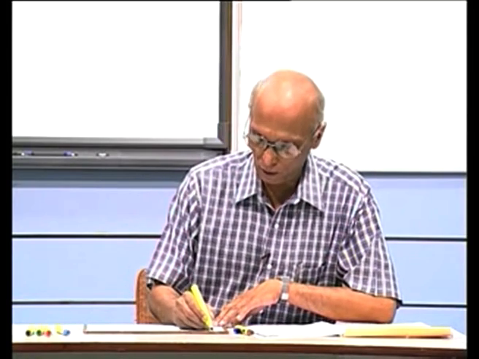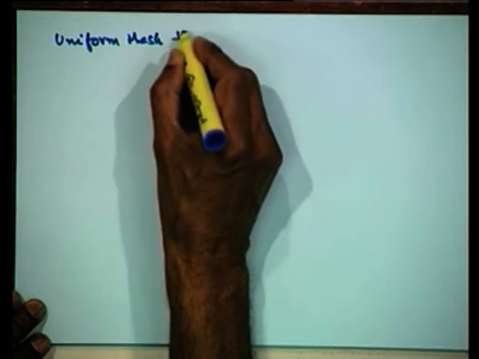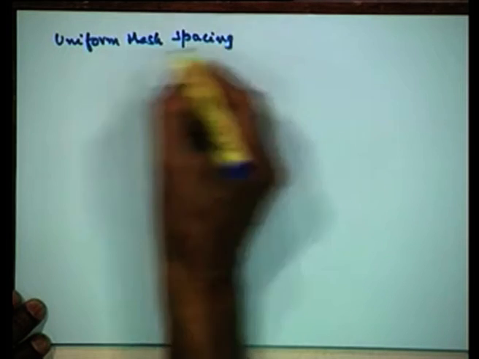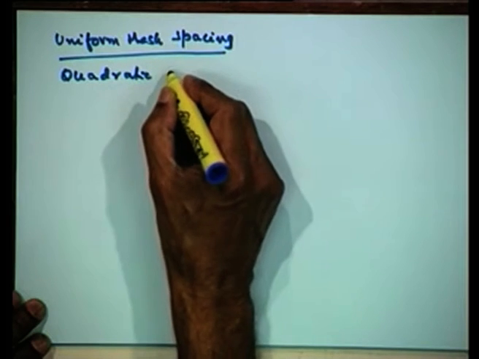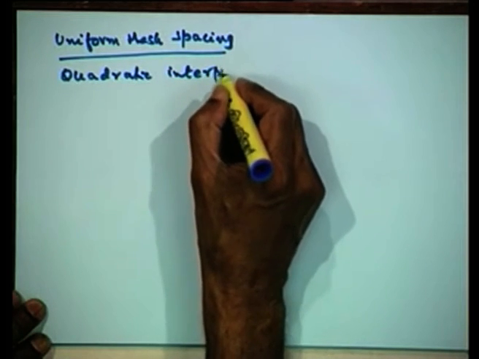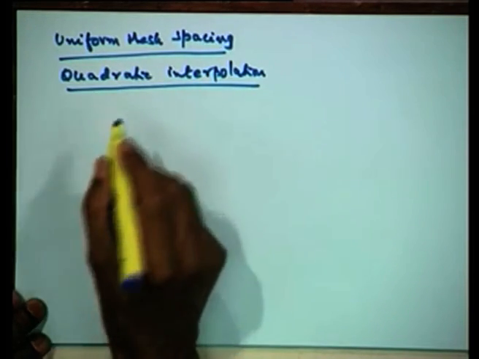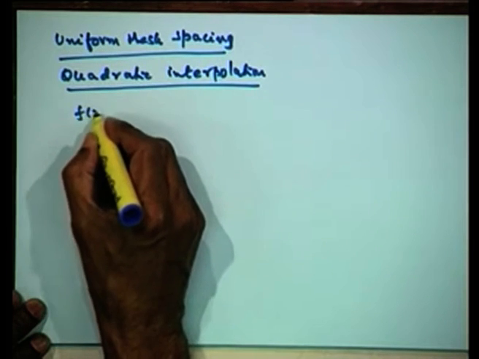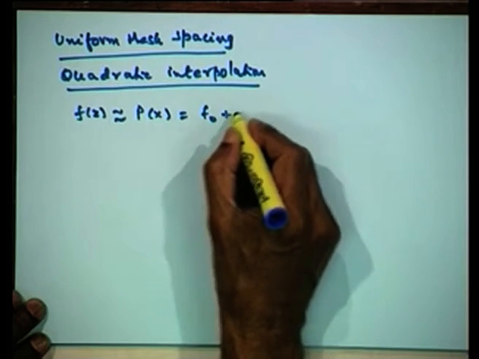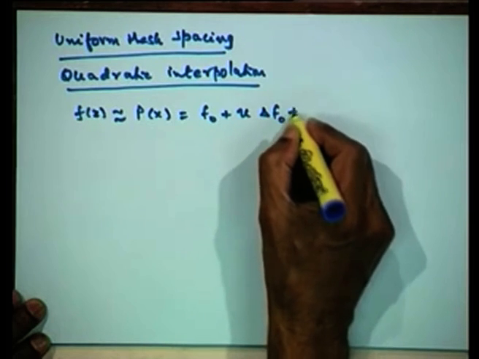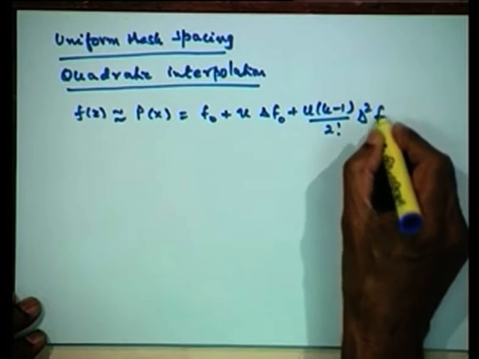So, for the case of the uniform mesh spacing, we have used the quadratic interpolation and linear interpolation also. Let us see what formulas we got with quadratic interpolation. The starting point is Newton's forward difference formula. So, we had written f(x) is approximately p(x), that is equal to f0 plus u into delta f0 plus u into (u minus 1) by factorial 2 into the second forward difference delta squared f0.